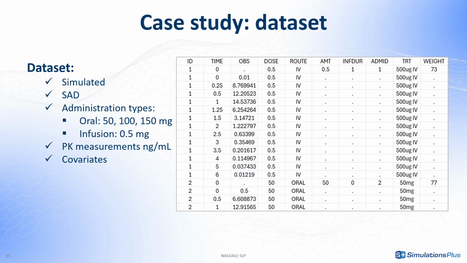I'm using a simulated dataset of a single ascending dose. Individuals received either an oral dose of 50, 100 or 150 milligrams or an IV dose of 0.5 milligrams with infusion duration of 1 hour. The PK measurements in plasma are in nanograms per milliliter. The dataset has also two categorical covariates, dose and route, and one continuous covariate, weight.